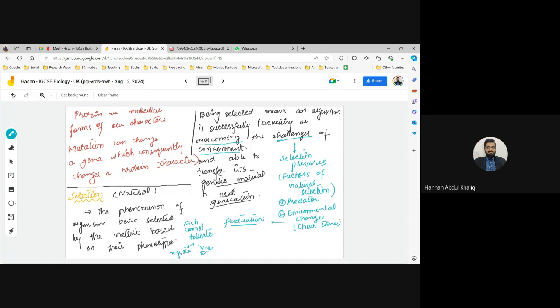Either migrate, or number two, just dive deep into the sand, where the temperature doesn't change, or maybe die. So the change in temperature, or environmental change, is also a selection pressure.